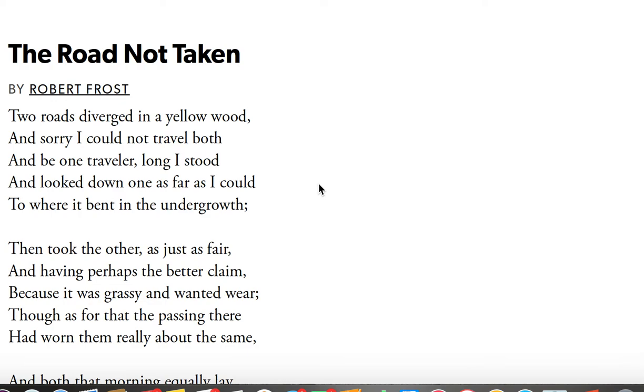So, two roads diverged in a yellow wood, and sorry I could not travel both, and be one traveler, long I stood, and looked down as far as I could to where it bent in the undergrowth. So even though it's not the exact same meter on every line, you do have a steady rhythm, and you get this sense of beating and moving forward very steadily.